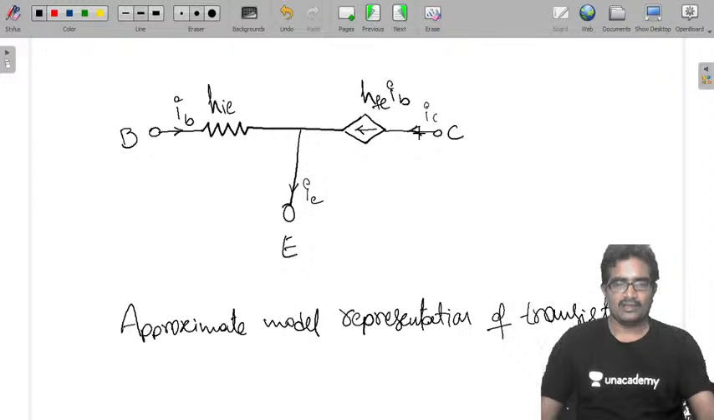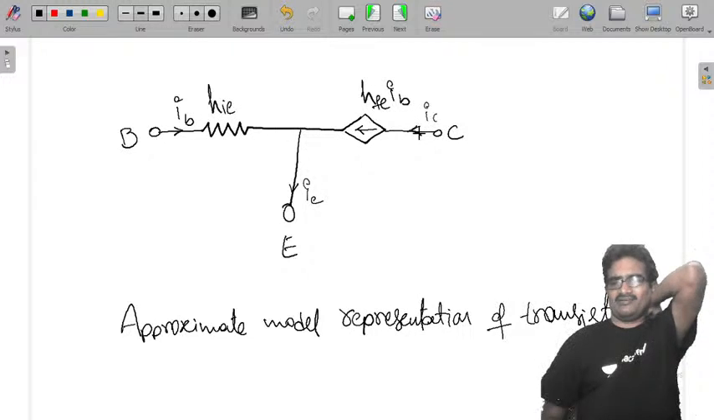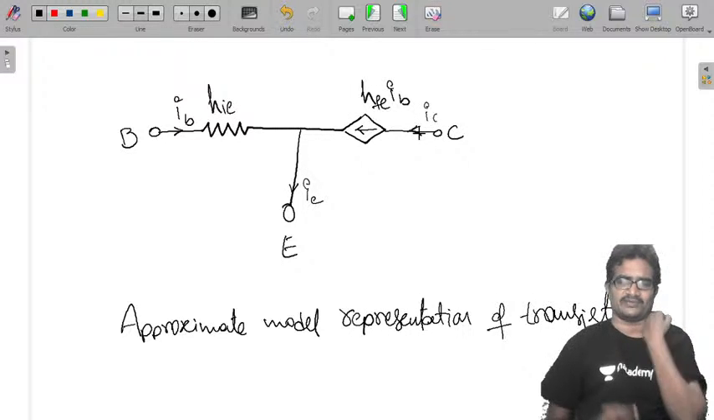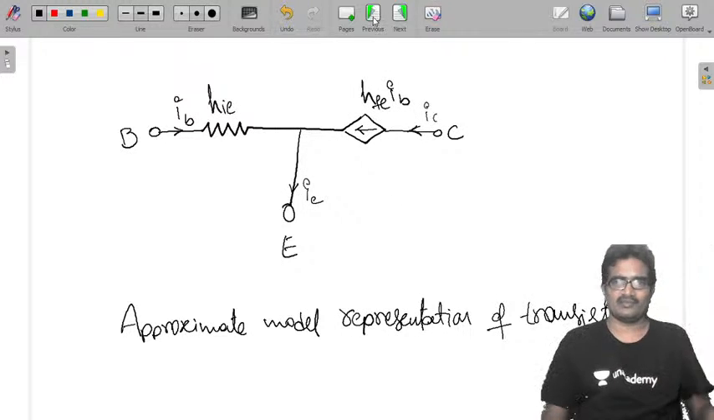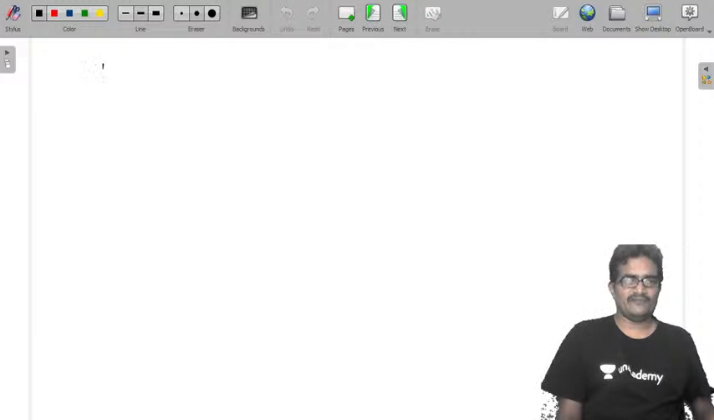Now you may ask one thing, sir, we are using H parameter, what are the benefits? Why are we going to H parameter? Now I am going to represent that. First, benefits of H parameter.